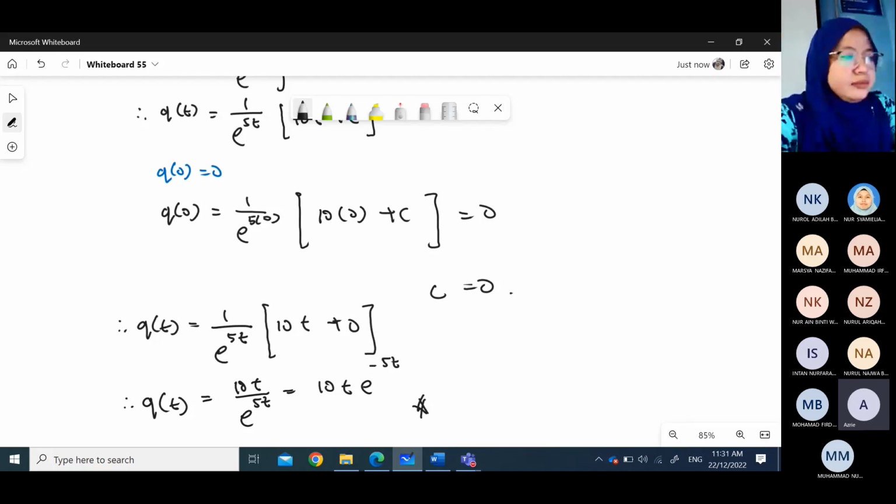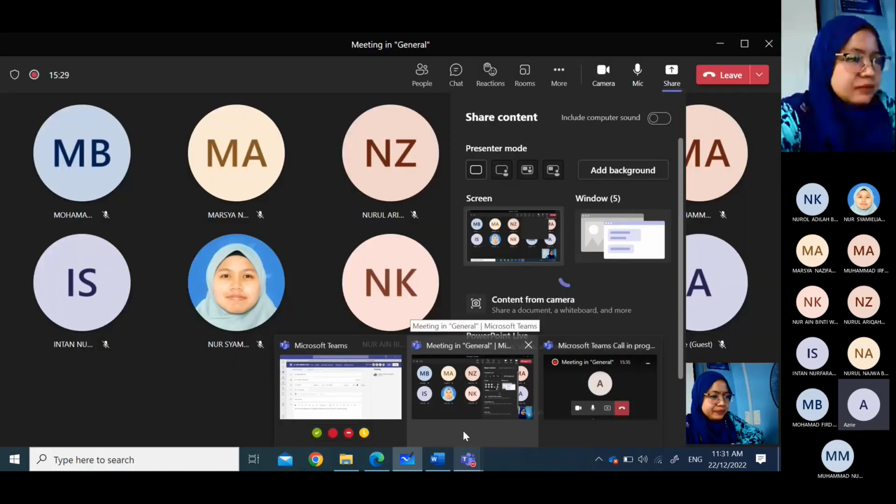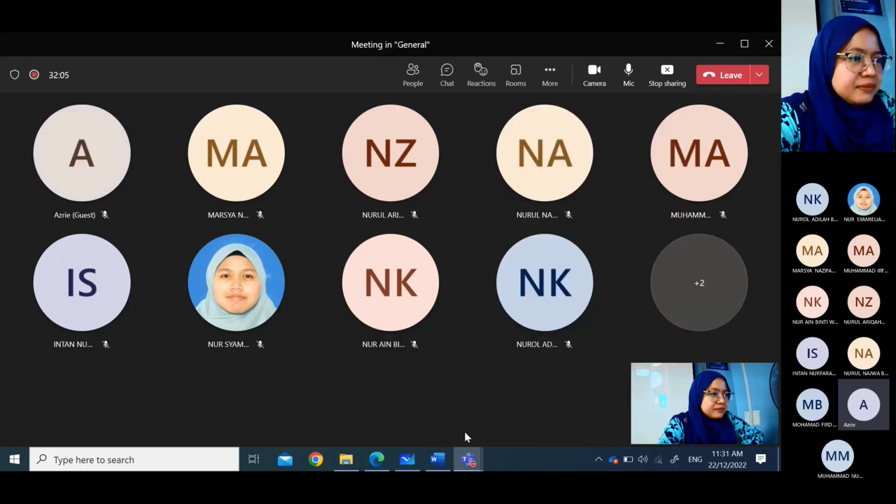Ada soalan? Yang dalam item ada soalan? Tak ada.